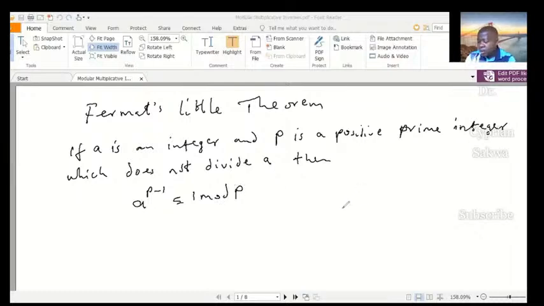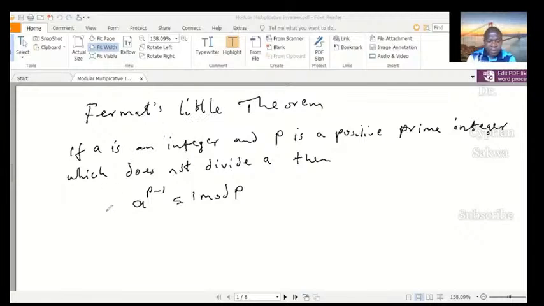And there are very many conditions here that are very important. The first condition is that p here must be a positive prime number, and that this p should not divide A. And if this condition is met, then A raised to p minus 1 will be congruent to 1 mod p. These are the important parts of Fermat's theorem.